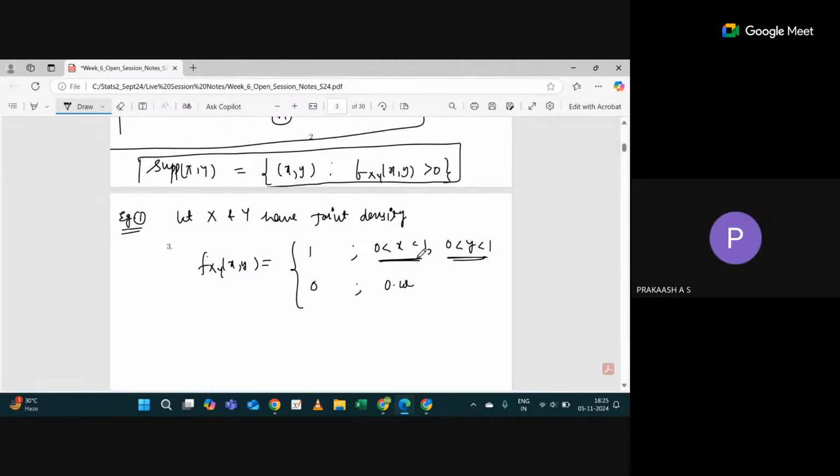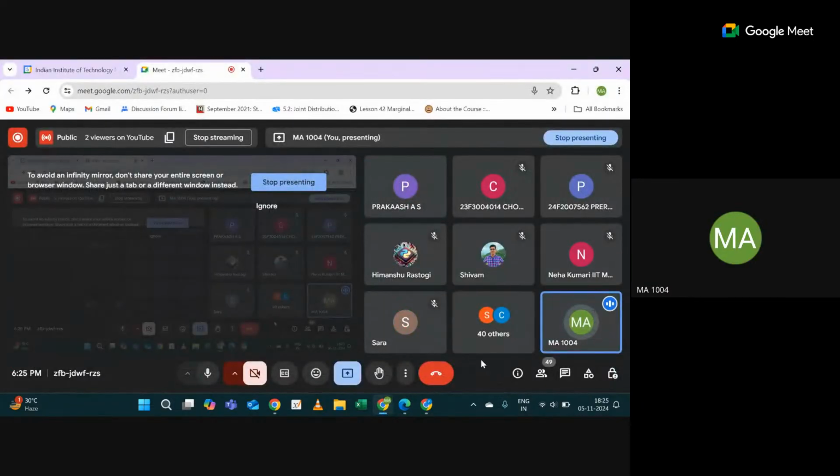Probability is always greater than or equal to 0, and that's the standard definition. In the discrete case, we talk about the range of x and the range of y. In the continuous case, instead of range we say support, because we are interested in the area. That's just a terminology difference.